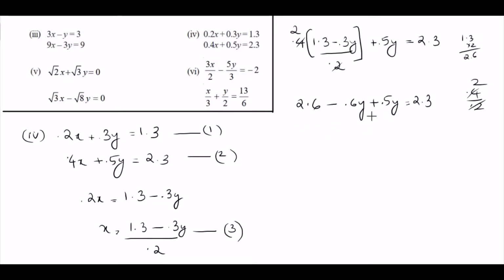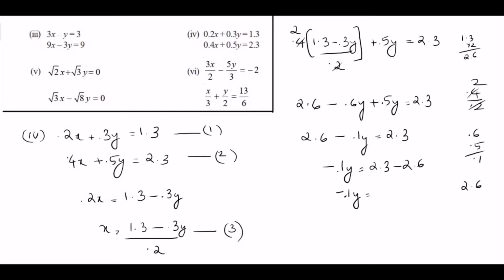So here these are the coefficients of the same variable. So you can subtract: 0.6 minus 0.5 is 0.1. So minus 0.1y, as 0.6 is greater than 0.5 and 0.6 has a negative sign. So minus 0.1y is equal to 2.3 minus 2.6. So minus 0.1y is equal to, 2.6 minus 2.3 is 0.3, so you get minus 0.3. Here 2.6 is greater than 2.3, so you have to put the negative sign.